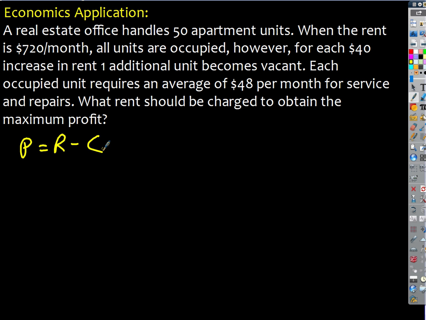So in this case, this real estate office handles 50 apartment units. When the rent is set at $720 per month, that's just the amount where all the units are occupied. We wouldn't want to reduce it below that, because they're all occupied. If I decrease the rent, they're going to stay occupied, but I have less revenue coming in. So that's the largest rent we could charge and have all the units occupied. But we've varied the monthly rent charges, and looking back at the data, on average, for each $40 increase in rent, one additional unit becomes vacant. Each occupied unit requires an average of $48 per month for service and repairs, so what rent should be charged to obtain the maximum profit?